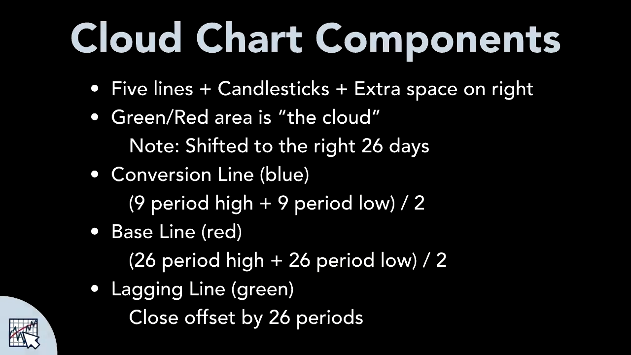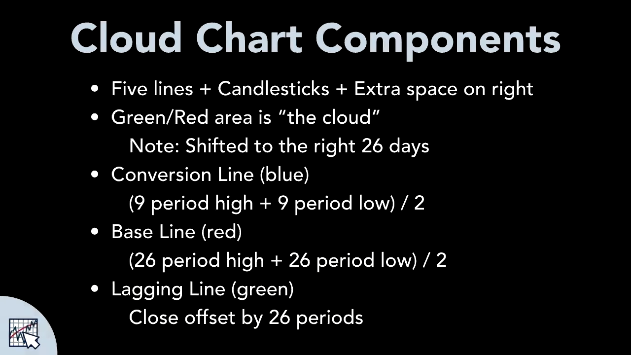But basically, again, they're 5 lines. While you can put the cloud chart overlay on top of any kind of chart, including bar charts and other things, it is recommended strongly that they be used with candlestick charts. That was their original design point, and it makes a lot of sense to use the cloud charts with candlesticks. And as I showed you, there's extra space on the right that's automatically added, and that is for the predictive characteristics of the cloud. Again, the green and red area is the cloud, and it is essentially shifted to the right 26 days. The 26 days is how much that extra space on the right represents.